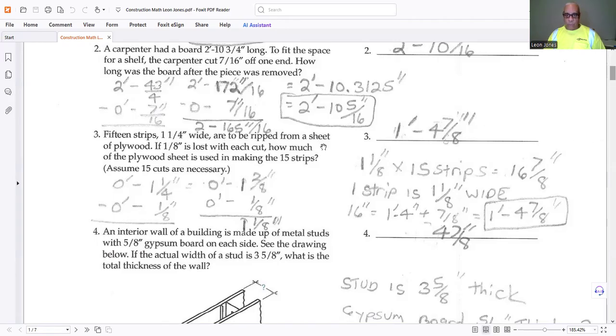Now, all of the work is done. Again, 1 1/8 of an inch times 15 strips gives you 16 7/8. So one strip is 1 1/8 inch wide. But again, they want to know how much is lost. Well, basically you have 1 foot 4 7/8 inches, 16 inches. You have 16 inches, and up here, 1 foot 4 7/8 inches.